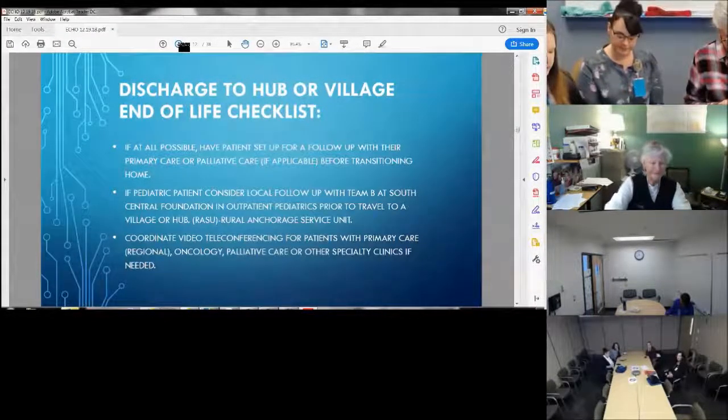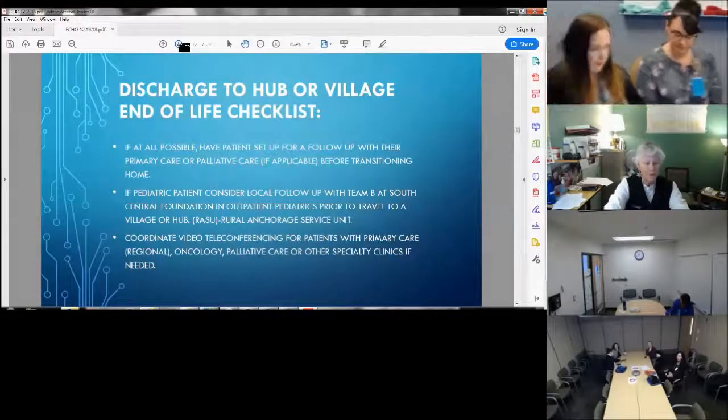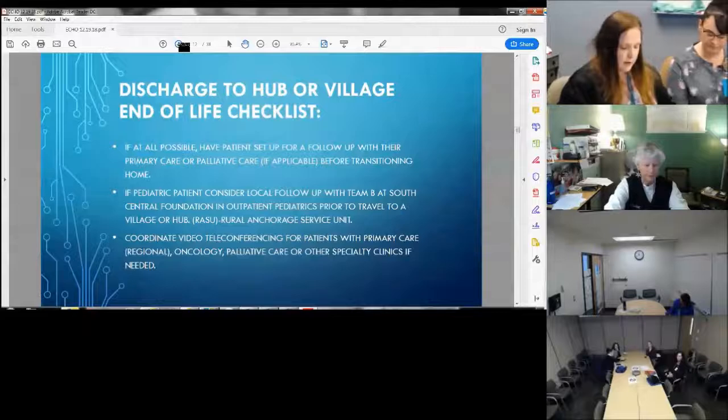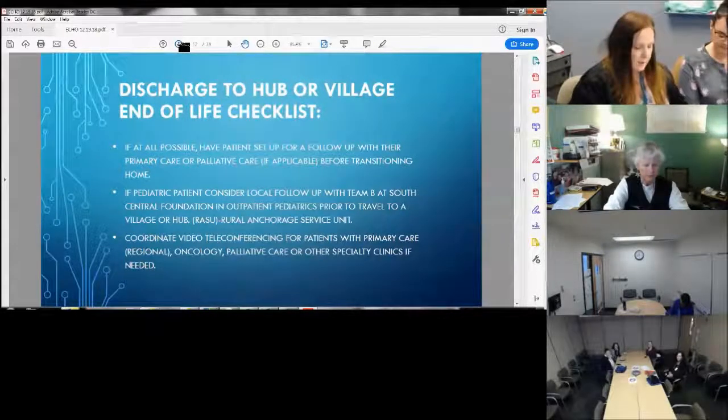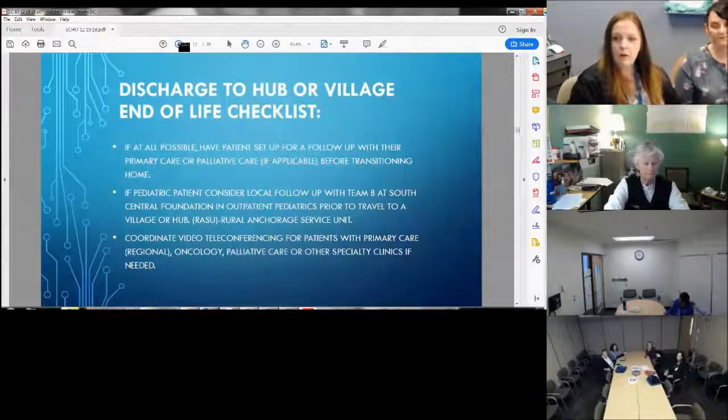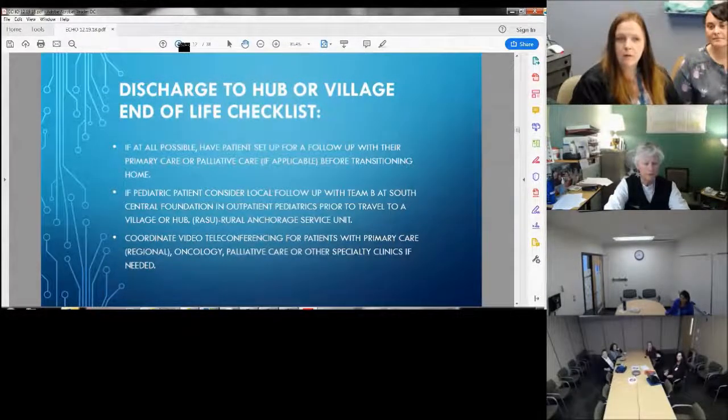Okay, so when people are discharging home to a hub or village at the end of life, we like to go through a checklist. Some of the things we like to consider is, if at all possible, having the patient set up a follow-up with their primary care or palliative care before transitioning home.